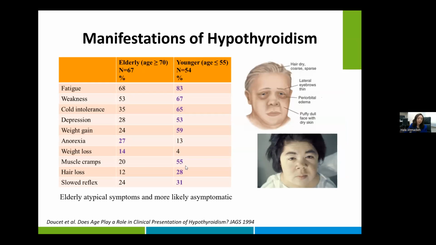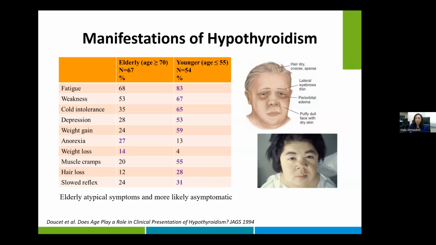The hypothyroidism, when it is there, it causes different clinical manifestations. I would like to share this study that basically showed that the clinical manifestation would really vary depending on whether the hypothyroidism is happening in a young or an elderly individual. In younger individuals, the most common symptoms are fatigue, feeling weak most of the time, having cold intolerance, depression in certain instances, weight gain, muscle cramps, and other symptoms. In the elderly, we find some of the atypical symptoms such as anorexia and weight loss. And mostly elderly have more atypical symptoms when compared to younger individuals.